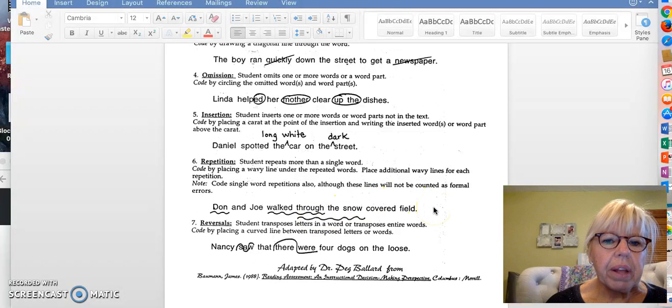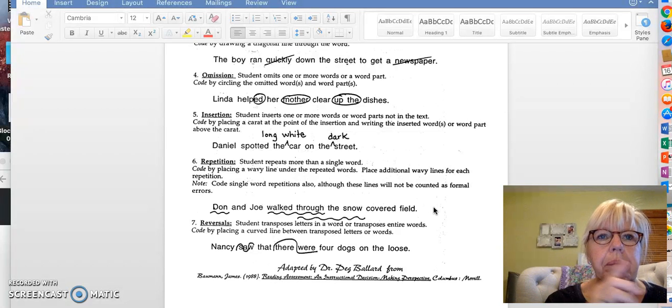Repetitions are not something that everyone codes. A lot of people will code them, but they don't count them as miscues. They're not a serious kind of miscue. Oftentimes it's just a bad habit that students have, or they're buying time. Usually that's what it is.